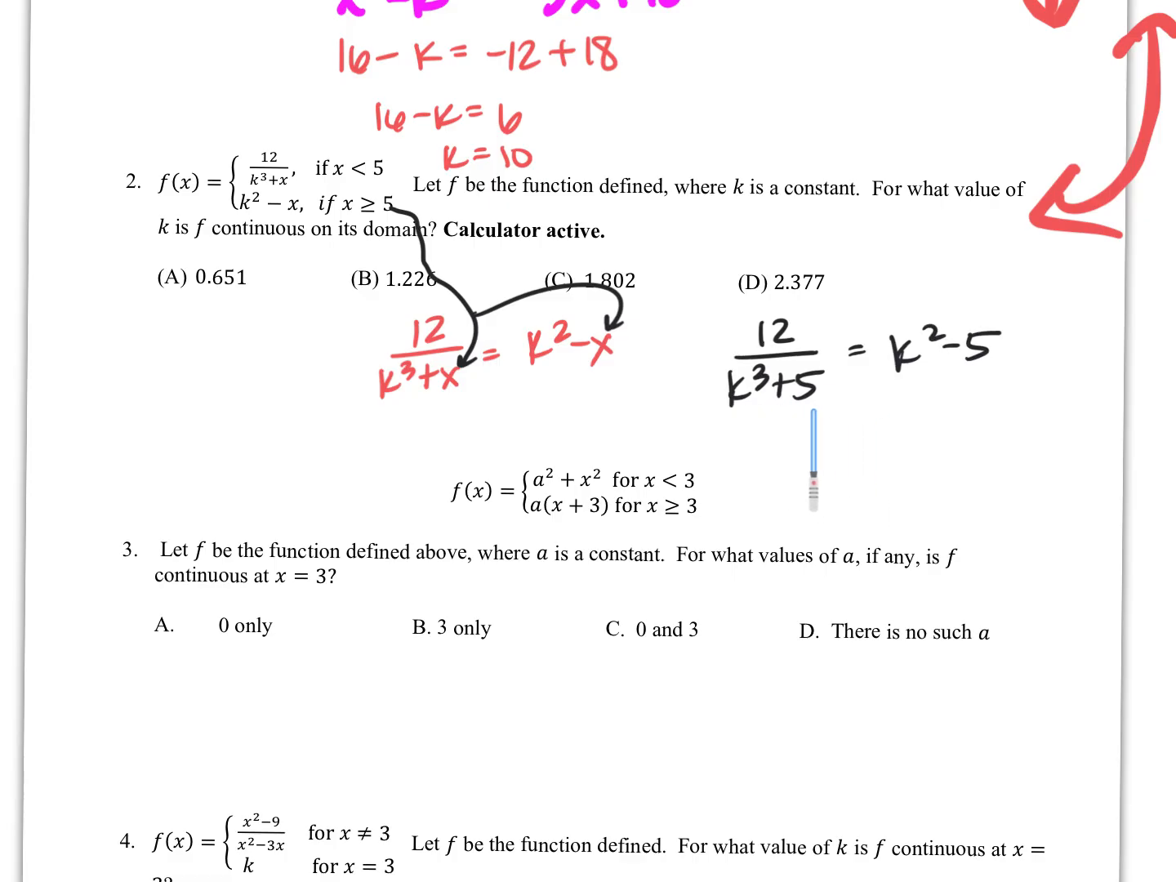And where would we type these in? We're going to do that on our y equals screen, you guys. And what would I do with that k cubed? What variable do I want to use for that, just for the ease? Just an x, I agree. So we're going to type in y1, 12 over x cubed plus 5.